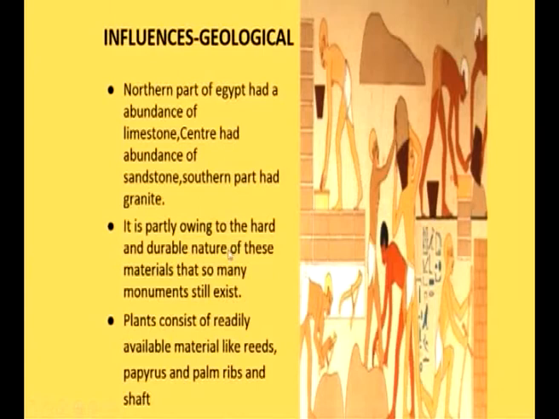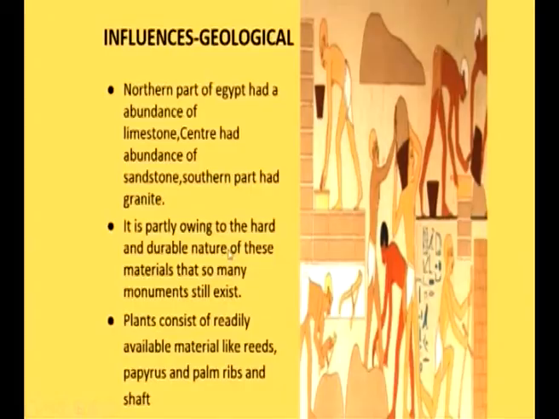Geological factors. Availability of material played a major role in every country's architecture. Various materials like stone, bricks and clay are found in Egypt, but the major materials used in Egyptian architecture were plant materials, stone and brick. Wood was not available in plenty, so it was used for very small parts. And stone was the most important building material.